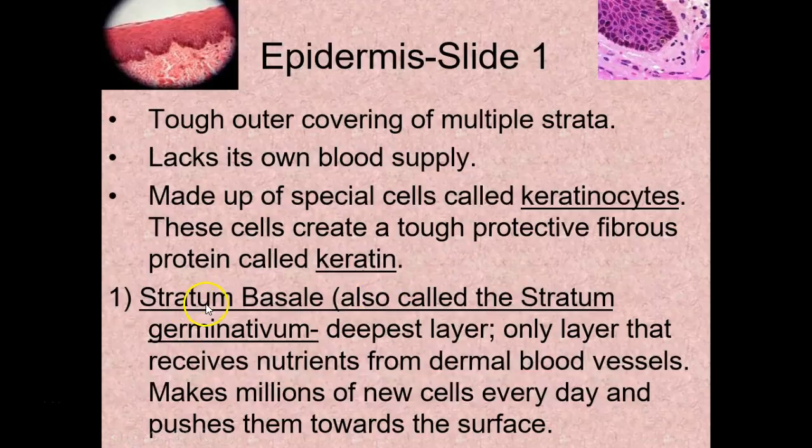First layer we have is a stratum basale, and your book likes to use the other word for it, stratum germinativum. Alright, so this means basically germination layer. This is the deepest layer, so the deepest out of the 4 or the 5, depending on which thick or thin skin you're talking about. It's the only layer that receives nutrients from the dermal blood vessels. So this is the only layer that is reproducing very, very quickly.